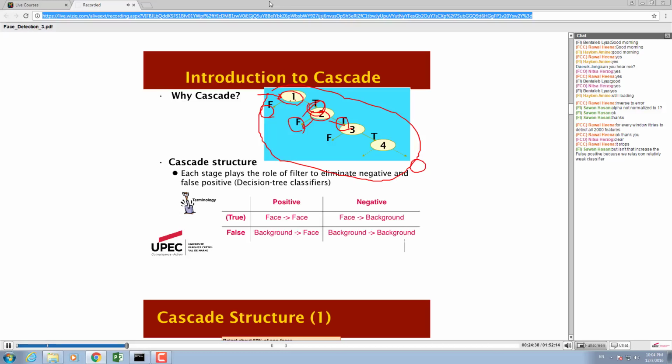Then to reduce the false positive rate in every stage, we have to design every stage with a smaller false positive rate. Stage 1 has the biggest false positive rate. Stage 2 has a little bit smaller than that one. Stage 3 has a smaller false positive rate. Stage 4, the last one, will have the minimum false positive rate. Is that clear?